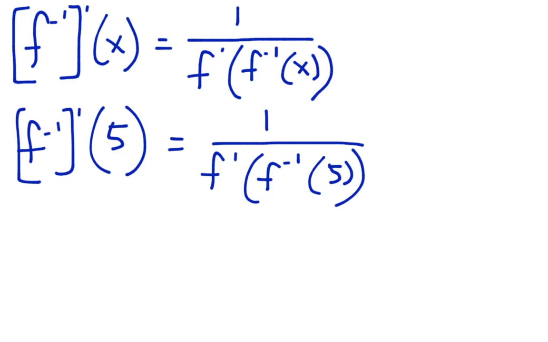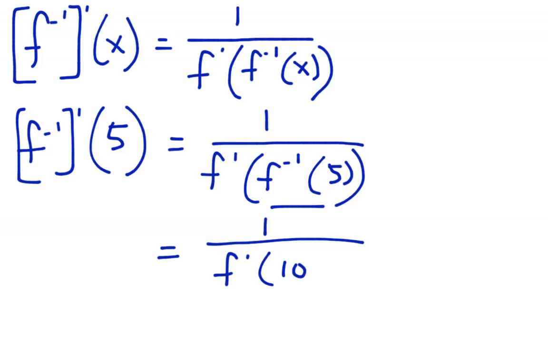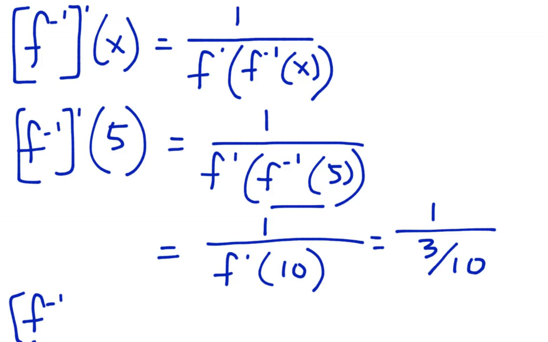Well, I recall that inverse f of 5 is equal to 10. So I've got 1 over f prime of 10. And I'm going to recall that f prime of 10 was equal to 3/10. So inverse f prime of 5 is equal to 10/3.